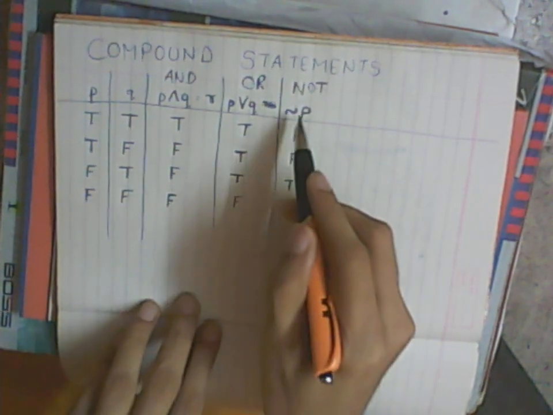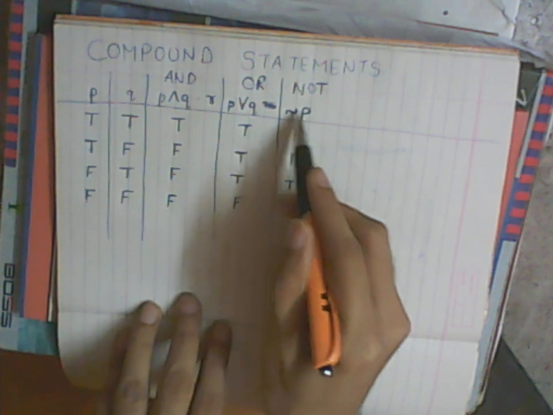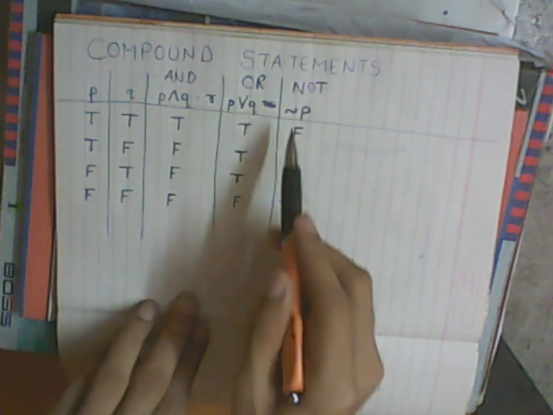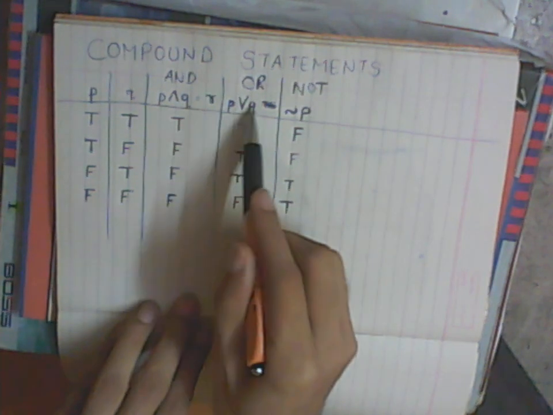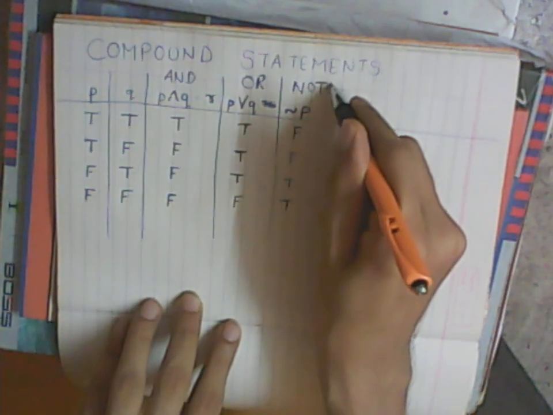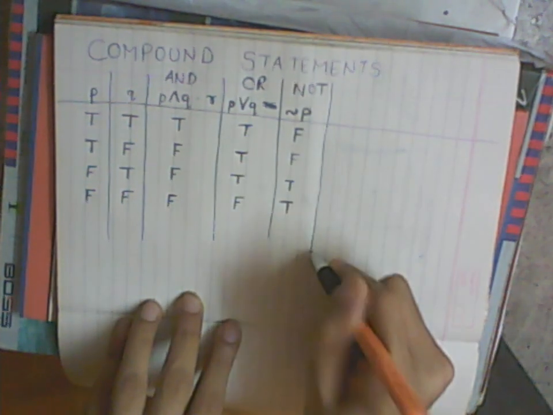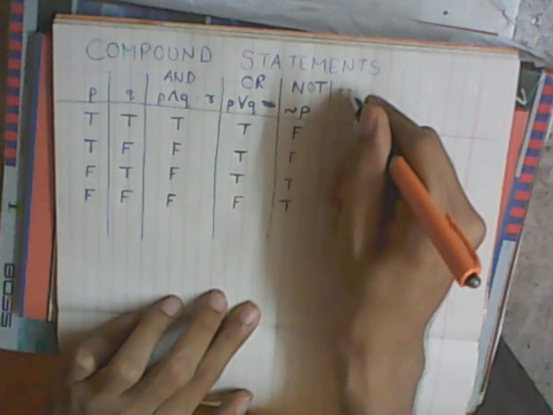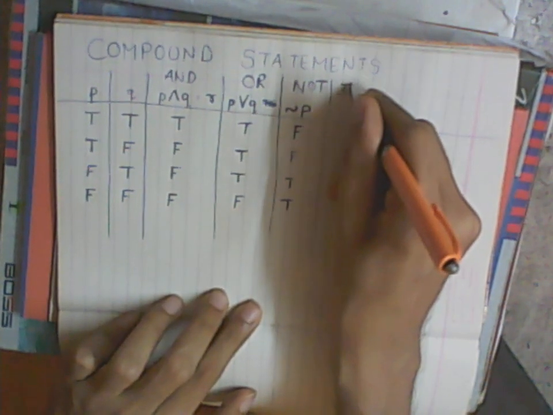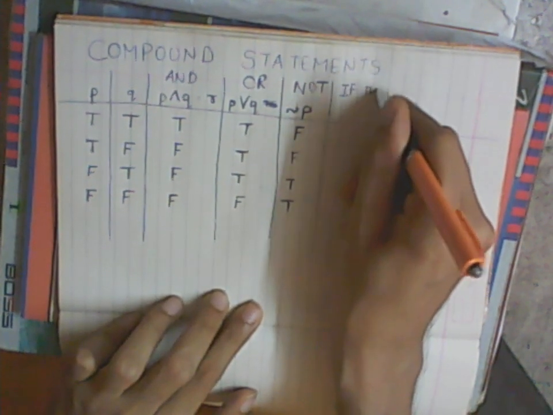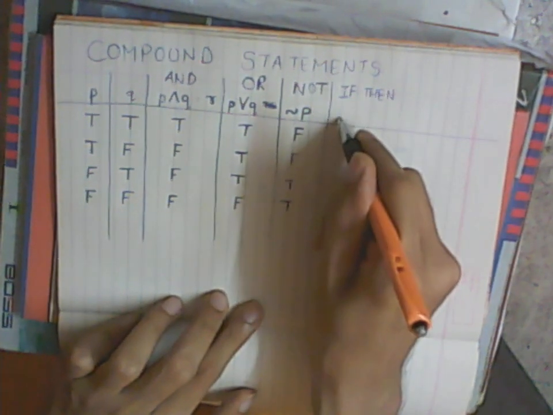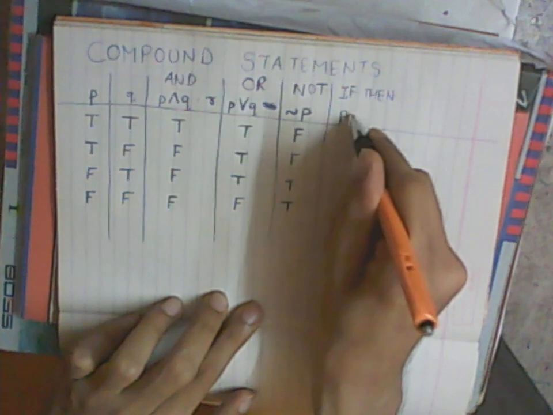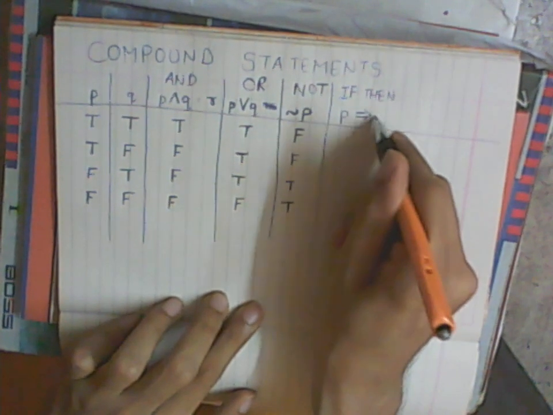But this is a unary operator. It just requires one statement, in contrast with these binary operators, which require two statements. The other kind of compound statement that you can form uses the if-then logical connective. If then. It is denoted by this symbol: P implies Q.